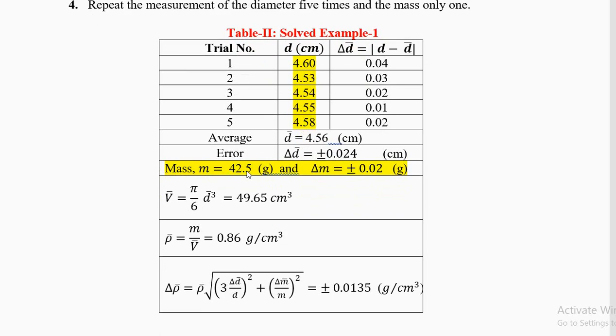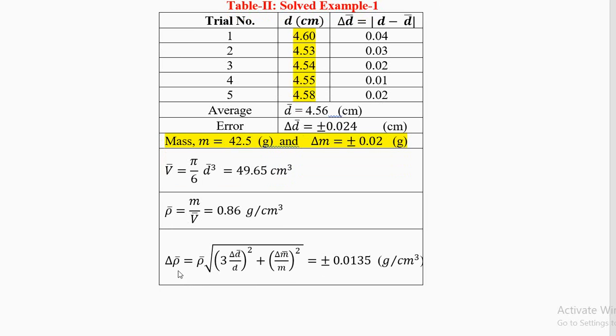Now mass is 42.5 gram, delta m is plus or minus 0.02. Now the volume is pi by 6 d cube. Since we are taking the average d, the volume is also average automatically. It is 49.65 centimeter cube. And the rho, the density, is mass by volume. The mass is 42.5 divided by 49.65. You'll get a number less than 1, which is 0.86 grams per centimeter cube.